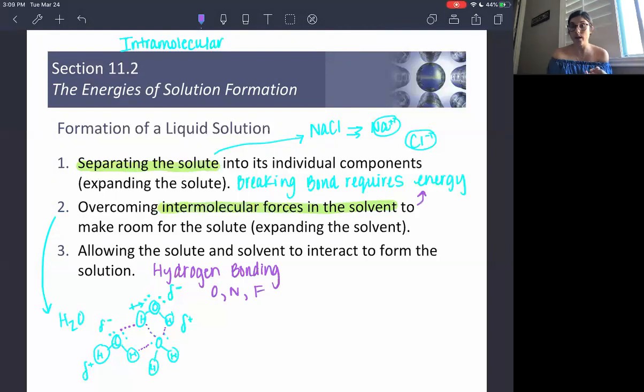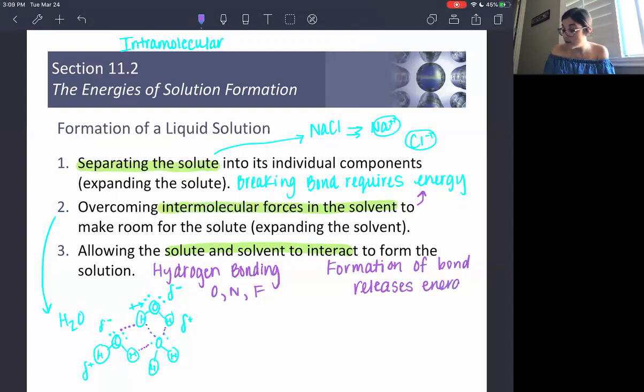So once again, step 1 and step 2 are both requiring energy to separate particles. Step 3 is a little bit different because it's allowing the solute and solvent to interact. So now you're going to have bonds breaking. And when you get these new particles together, you might start to see new attractions and new forces holding those particles together. So the formation of a bond, instead of requiring energy, is going to release energy. I guess I should say the formation of a bond, to be specific, releases energy.